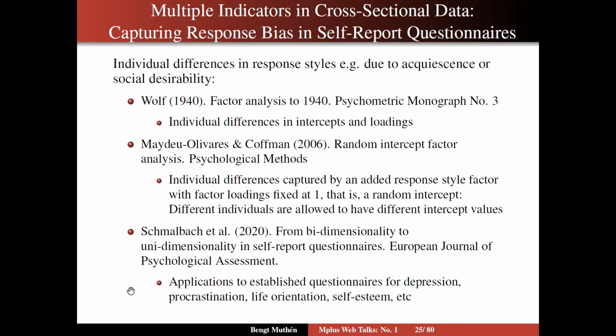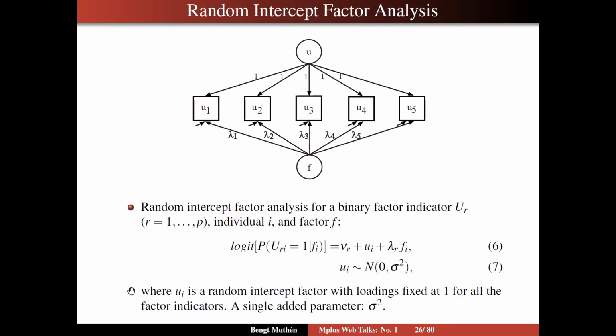So the model that Maydeu-Olivares and Coffman considered looks like this. Once again, if you just look at the picture, it looks quite familiar, with a random variable sitting up here, be it a random intercept or a latent trait, influencing different variables the same way with loading coefficients 1. Down here you have the factor analysis model that you're interested in, with its loadings lambda 1 through lambda 5.